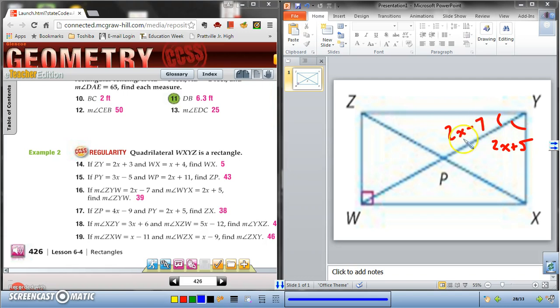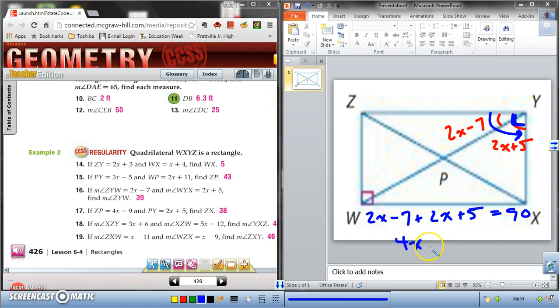So if I add these two angles together, I know what I'm going to get. Because this is a rectangle, I have 4 right angles. So this angle plus this angle will give me 90 degrees. That is my relationship that's going to allow me to solve for my variable. So I say 2x minus 7 plus 2x plus 5 is equal to 90. And then just solve this equation.